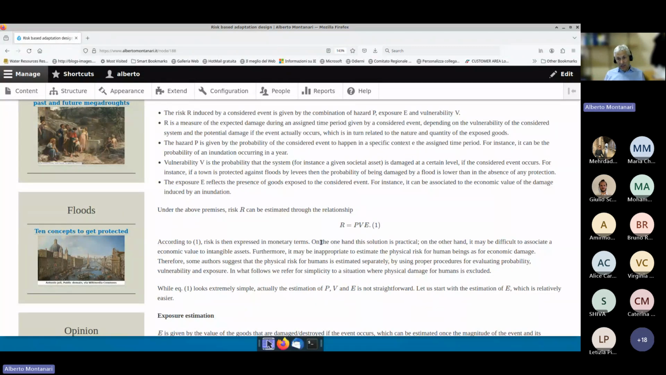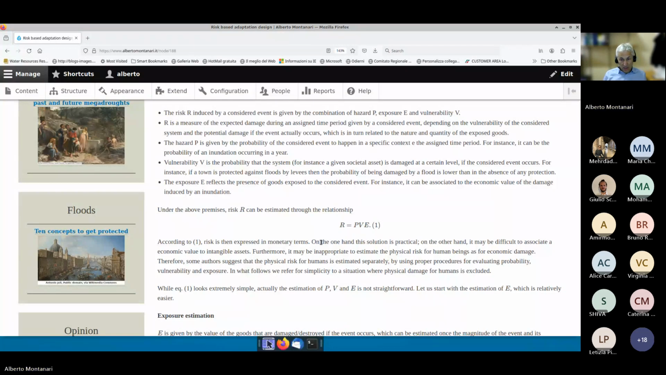Now we need to discuss how we estimate these three factors. Let me remind you that probability is included between 0 and 1 by definition. We will see the definition of probability. It's a dimensionless number, with no units, which is in the range 0, 1. And then vulnerability is also dimensionless and it's included in the range 0, 1.